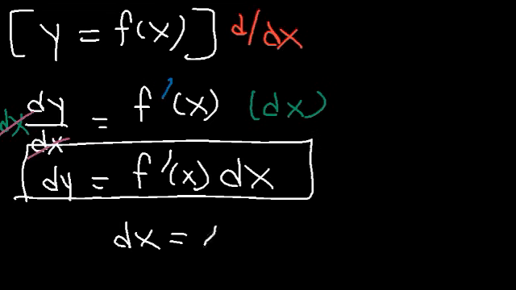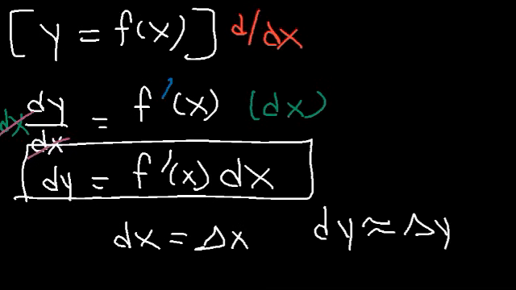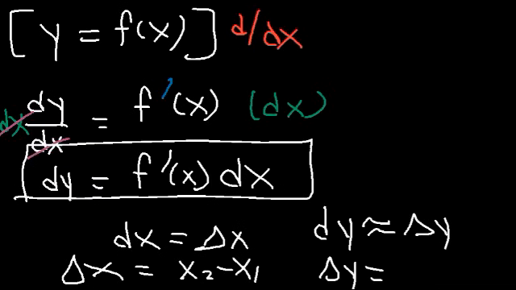Now you want to save this equation because it's going to be useful. dx is equal to delta x. dy is approximately equal to delta y. So what is delta x and what is dx? We know that delta x is simply the change in the x variable. So it's like x2 minus x1. Delta y is the change in the y variable. It's y2 minus y1.